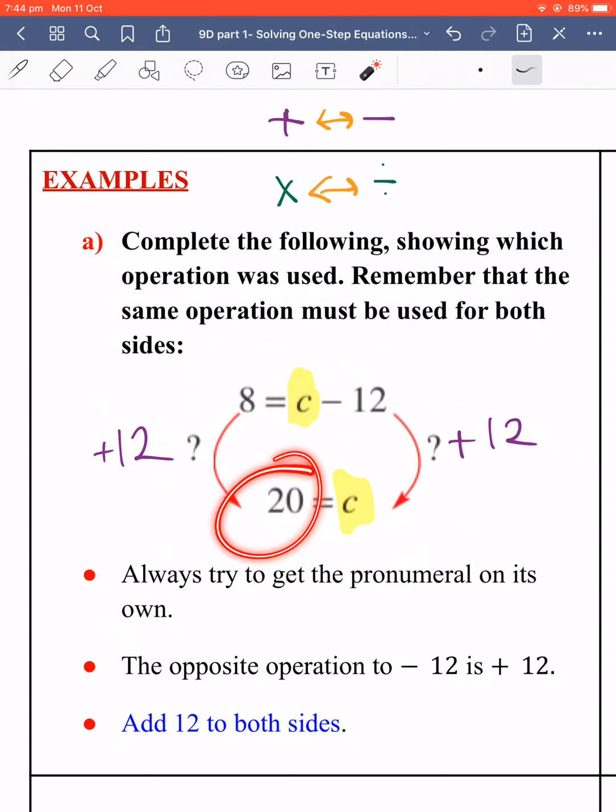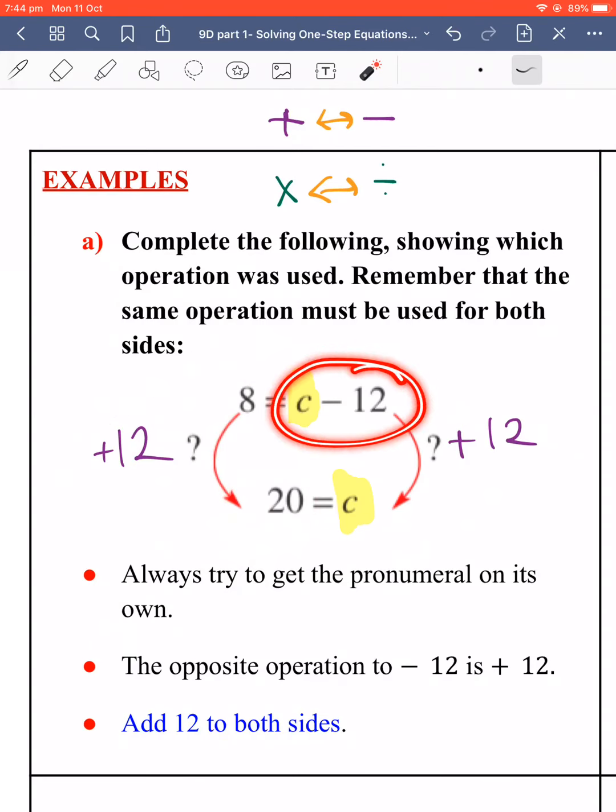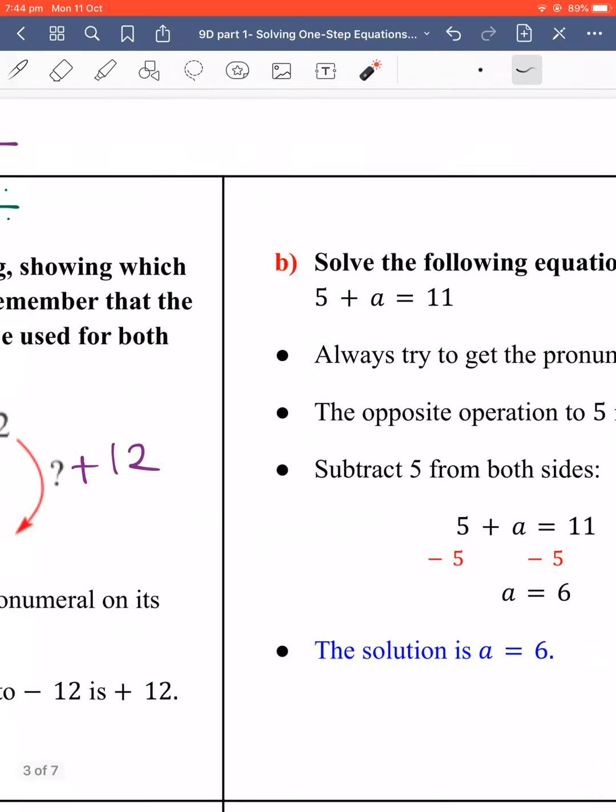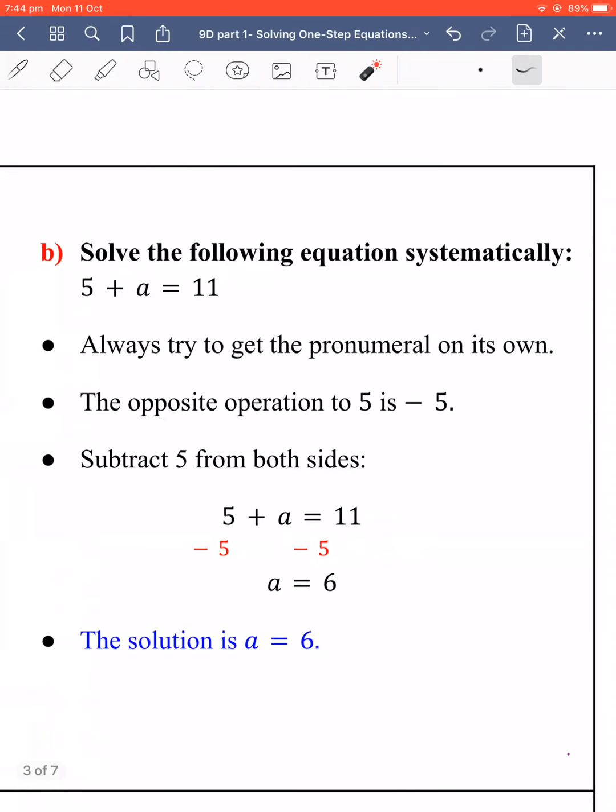8 plus 12 does indeed equal 20, and C minus 12 plus 12, the minus 12 and plus 12 cancel out to just give C. On to example B. So again, now we're using that method of solving it systematically. So you have to figure out what to do first, and then you need to show me using your working, not just figuring it out in your brain, that this has a particular solution, okay? So again, we're always trying to get the pronumeral by its own, so let's highlight that. We have our letter A here, and we want to get it by itself.